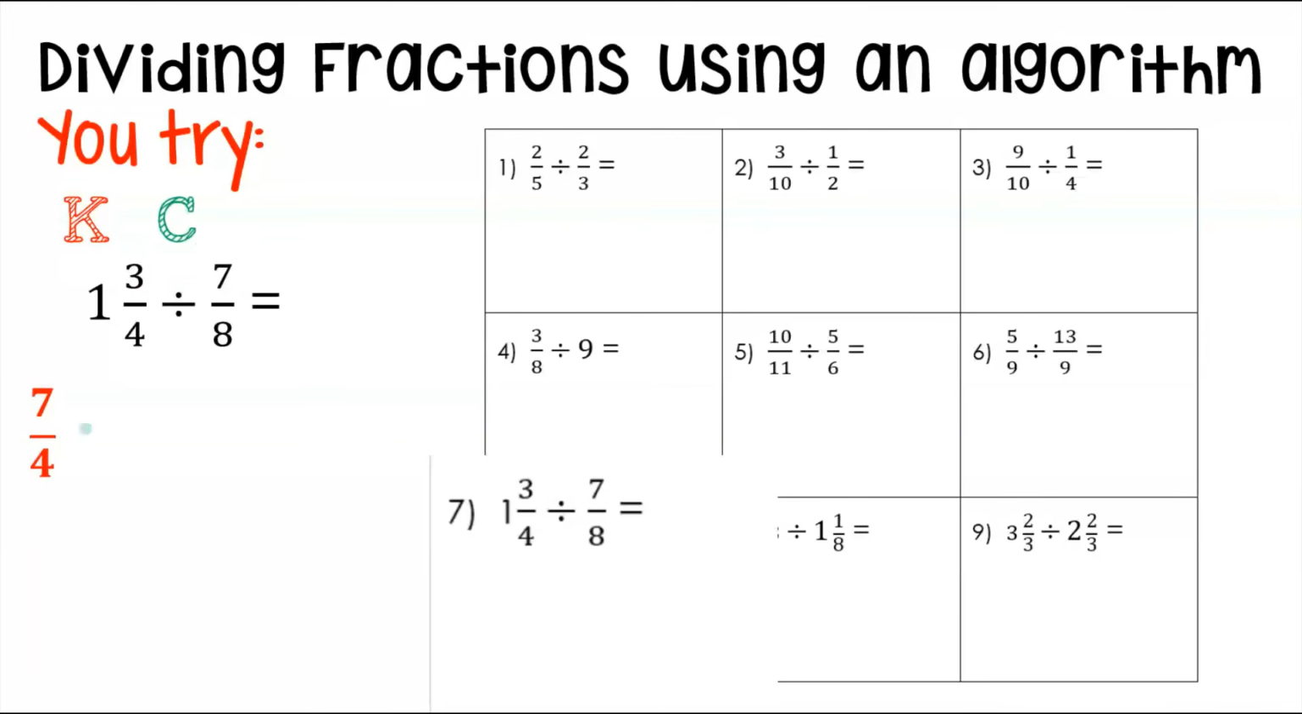Then we're going to change from division into multiplication. And then we're going to flip or find the reciprocal of the second fraction. So instead of 7/8, we now have 8/7.